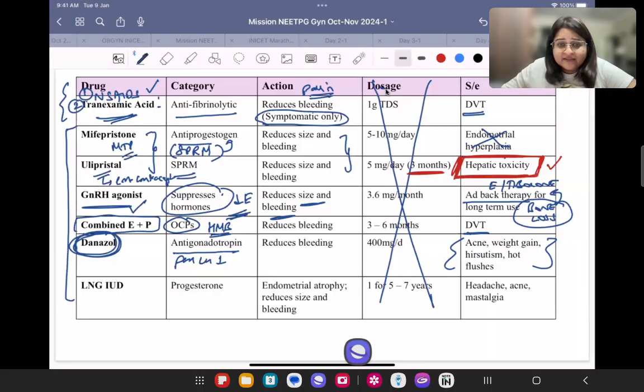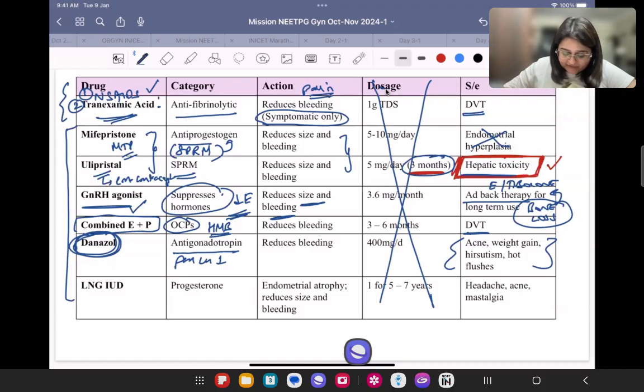Ulipristal बच्चे is not banned. It was banned in between. It was withdrawn from the market for a few years, but now it is reintroduced with a warning that if you are using it, you have to check the patient's LFTs and you should not use it beyond 3 months.